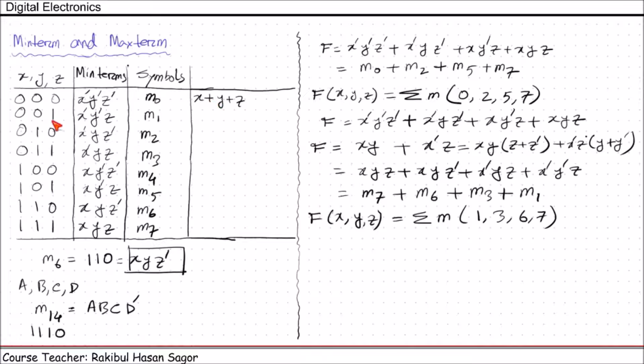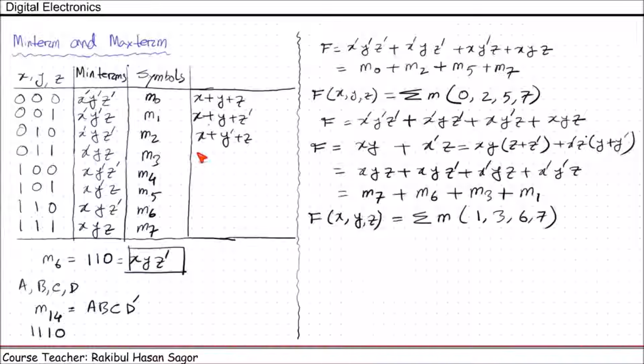Again, for x, y, z equal to 0, 0, 1, the term will be x plus y plus z prime. For this case, x equal to 0, y equal to 0, and z equal to 1. Z equal to 1 will give us z prime equal to 0. So 0 plus 0 plus 0 will give us 0 output only for this input 0, 0, 1. For other inputs, it will be 1. Similarly, we can write x plus y prime plus z. Here, the way of writing is opposite to our Minterm case. When we have any variable equal to 0, we'll write the corresponding variable. Whenever any variable is having 1, we'll write the complement of that variable.